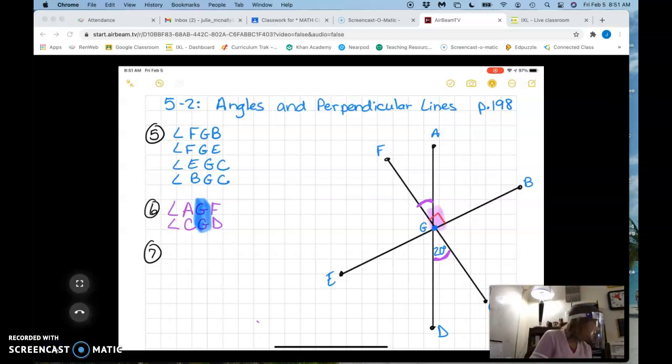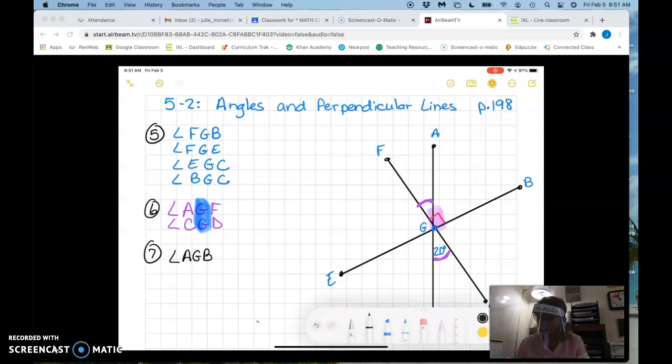So number 7 says find the measure of angle AGB. So I need to see what angle AGB equals. So let me find angle AGB first of all. A, G, and B. Okay, so that's this one right here. They want to know how big this angle is.